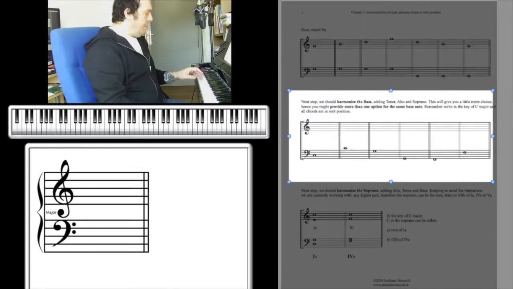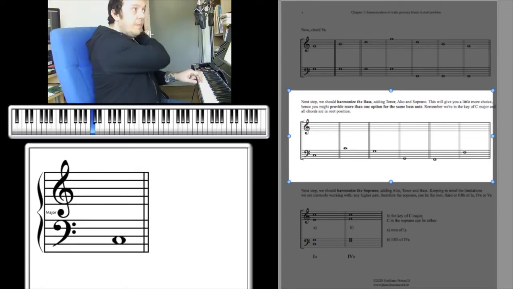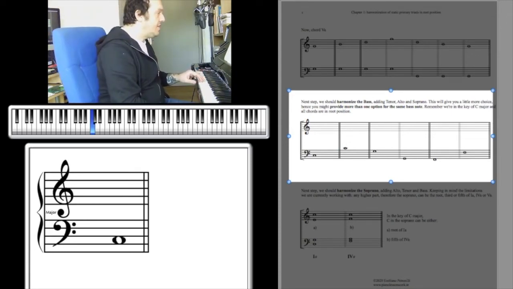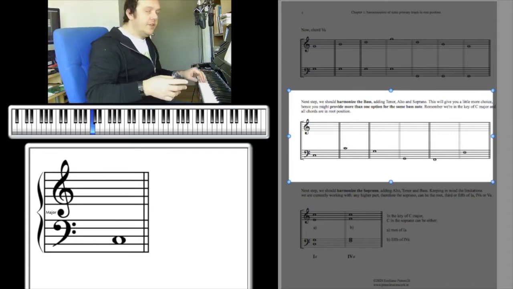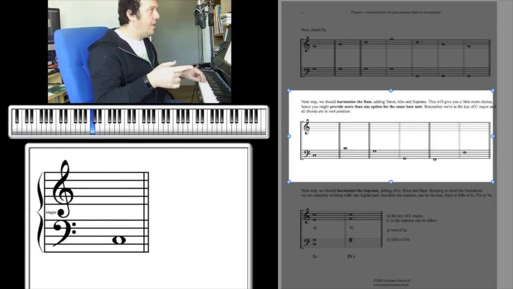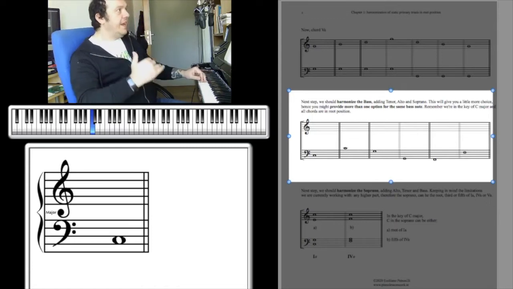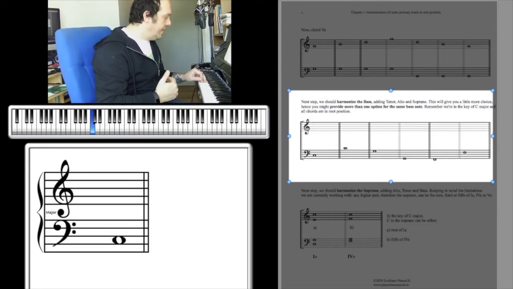Next up, I only give you the bass, so you have a little bit more choice as to how to displace the top note. But I suggest you start with the soprano anyway. So filling the outside voices.